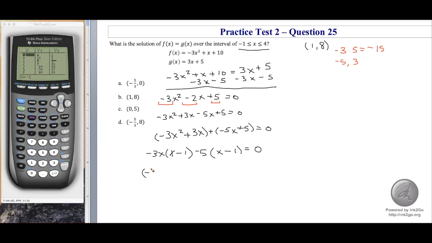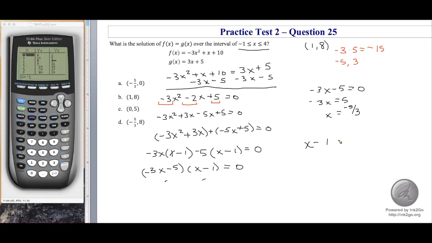Since my parenthetical information is the same, I can regroup to write -3x minus 5 times x minus 1 is equal to 0. Now to solve for x, I'm going to set each one of my factors equal to 0 to solve. -3x minus 5 equals 0. -3x equals 5. x equals -5/3.